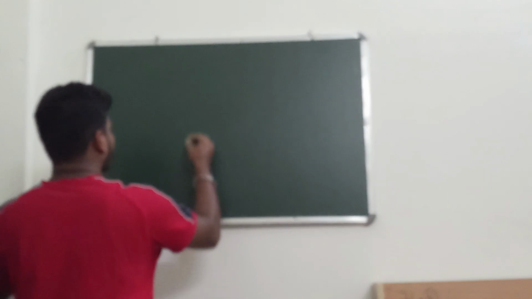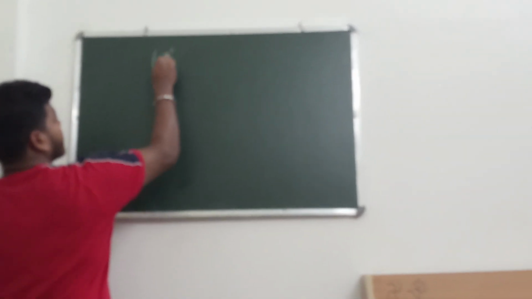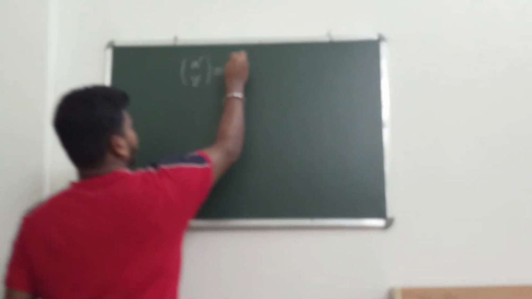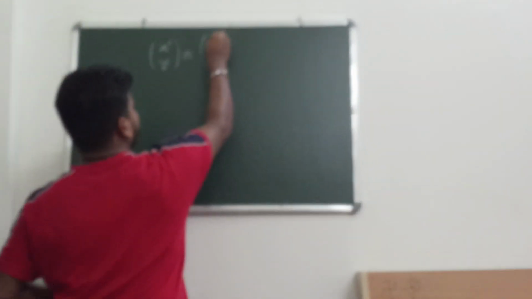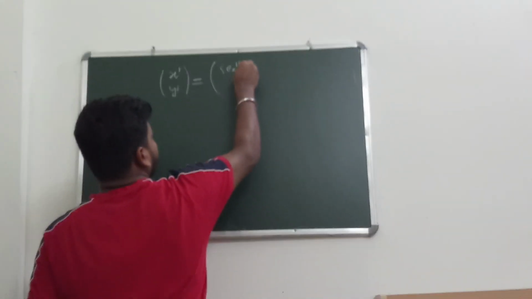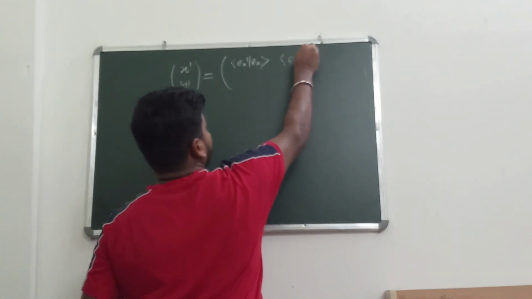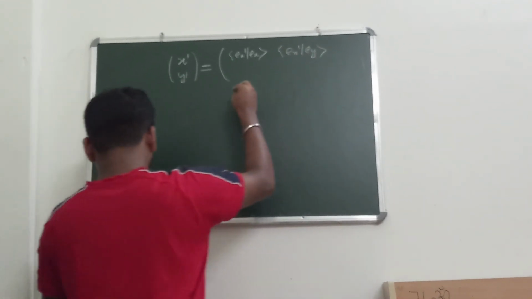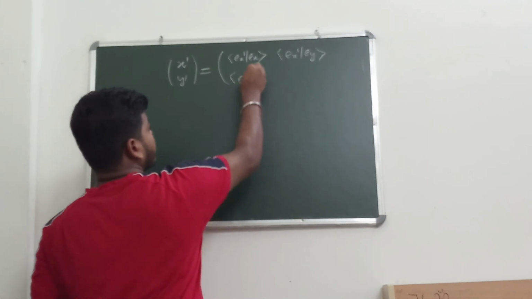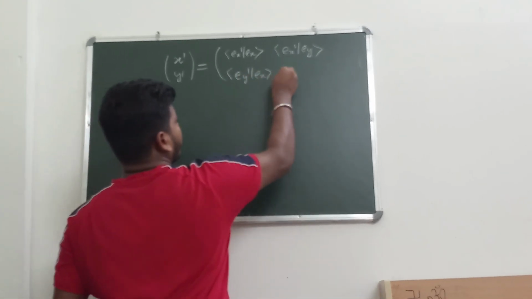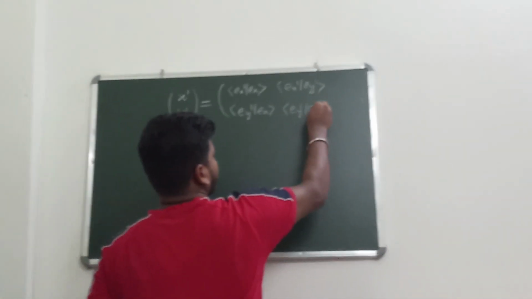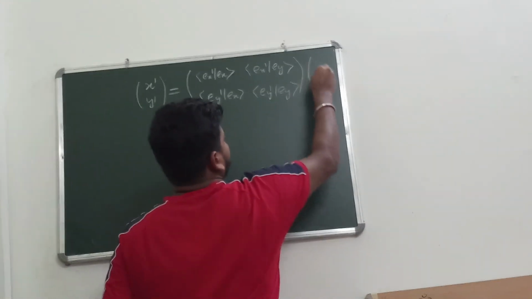So now I write x dash, y dash in matrix form. So ex dash ex and ex dash ey, and ey dash ex, ey dash ey, times x and y.